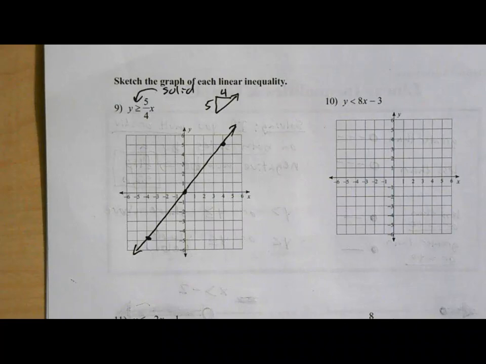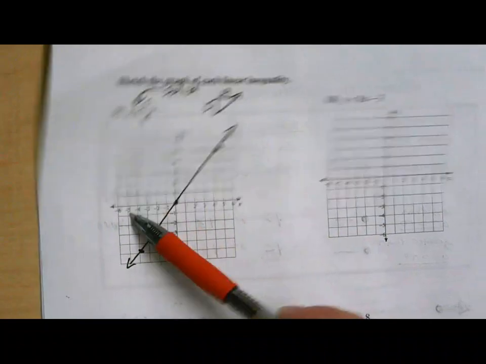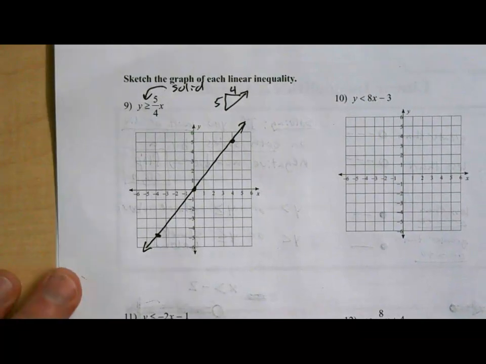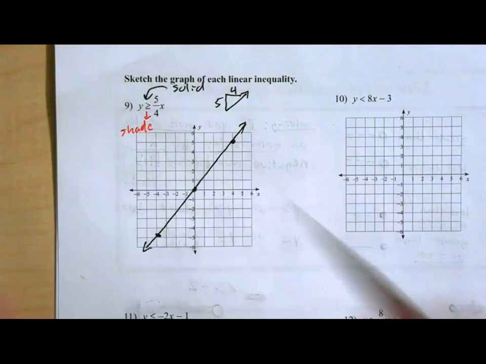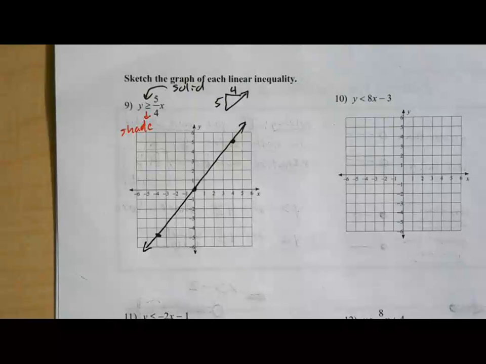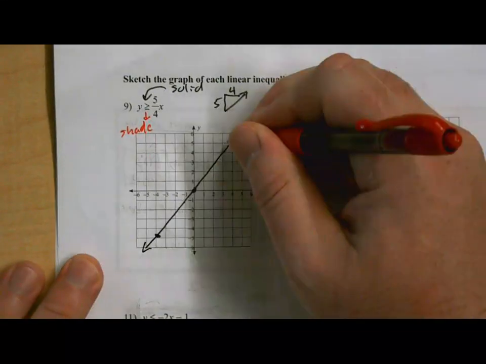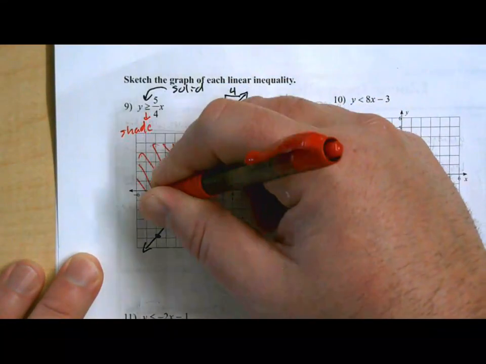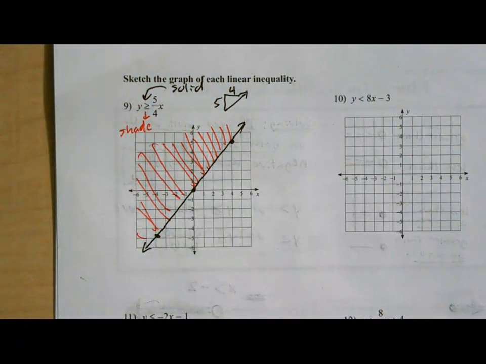The only difference is because this is an inequality, we either need to shade up here or we need to shade down here. Which one are we shading, above or below? Is y bigger or is y smaller? Y is bigger, so we shade on the bigger side. The bigger side is above, so we're going to shade up here. My pens don't really shade well, so I just kind of draw tick lines. But we're basically coloring in that portion of it.